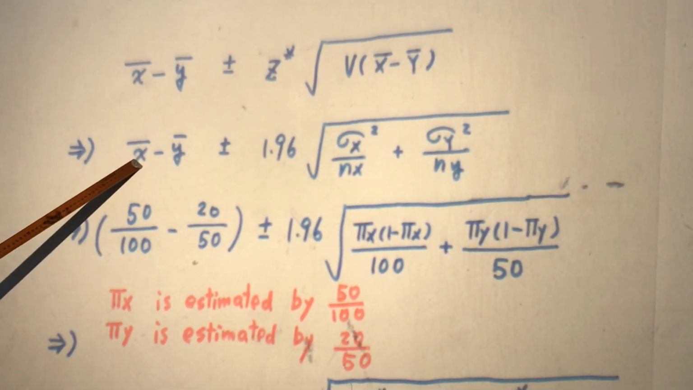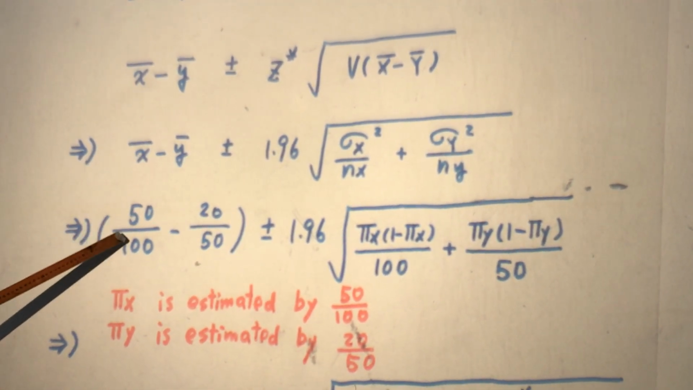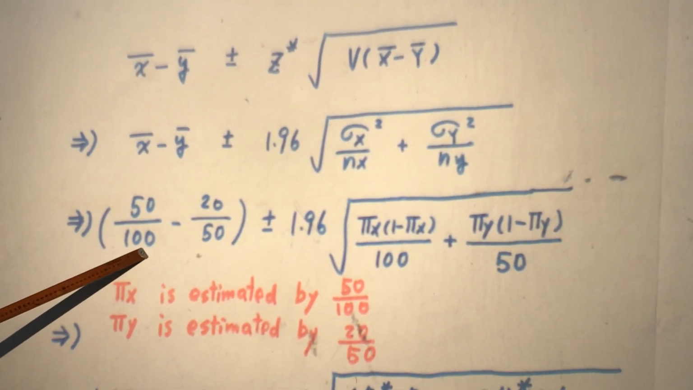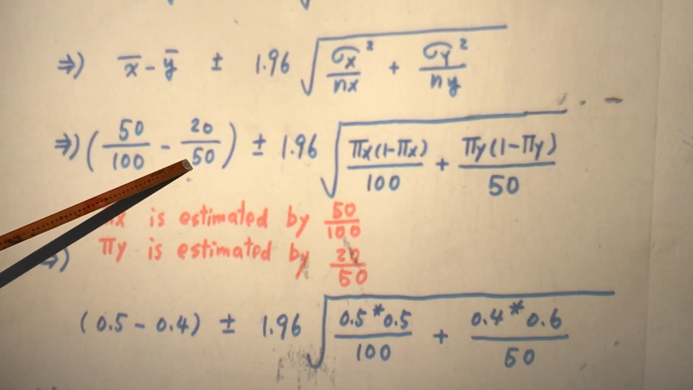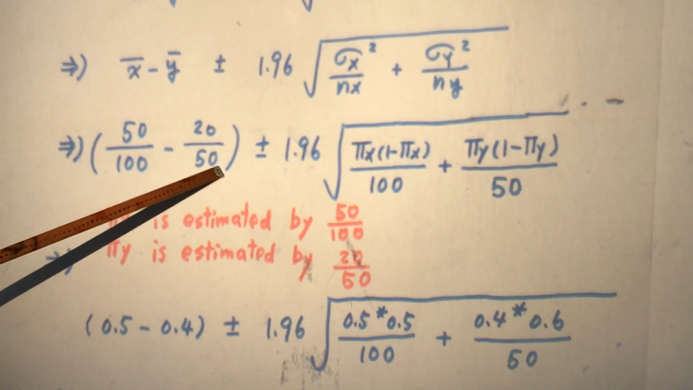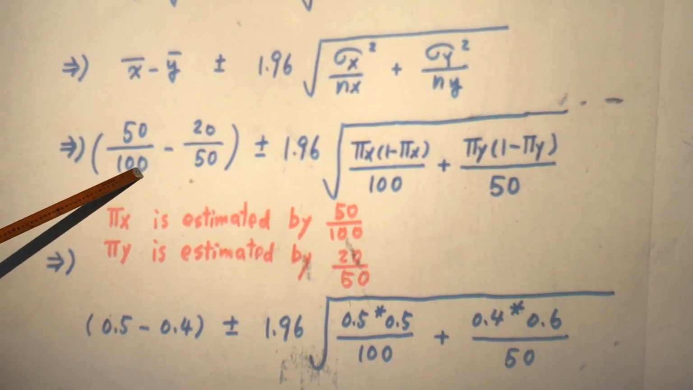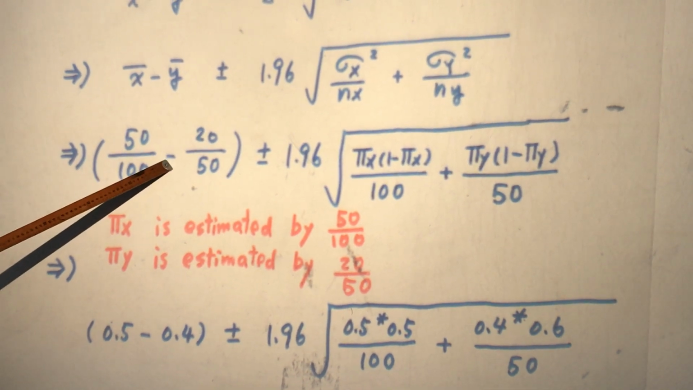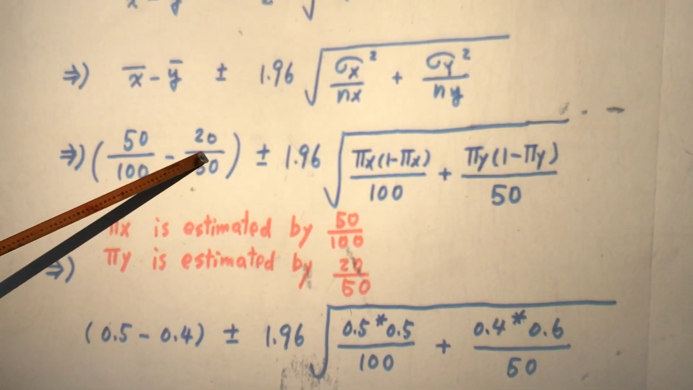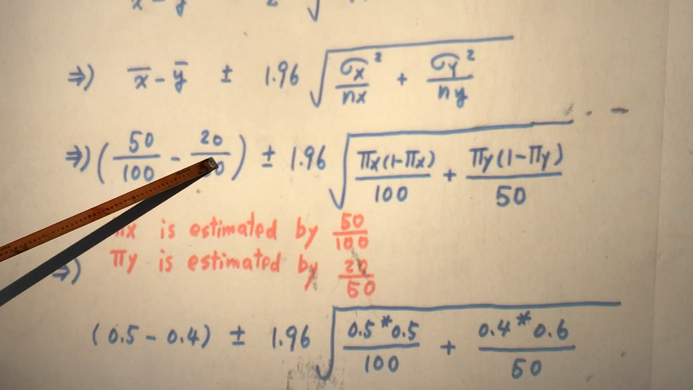And x bar minus y bar, what we observe is from flipping the Looney 100 times, we see 50 heads. And flipping the tuning 50 times, we find 20 heads. So x bar minus y bar is 0.5 minus 0.4. Am I correct? 20 over 50 is 0.4.